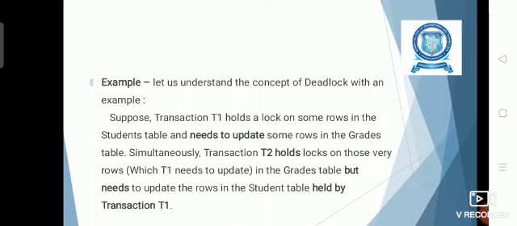Also, a system is deadlocked if there is a set of transactions such that every transaction in this set is waiting for another transaction in the set. So consider the two transactions T1 and T2. T1 first puts the lock on the data item A and writes the data item A. But it is waiting for another data item B to put a lock on B.